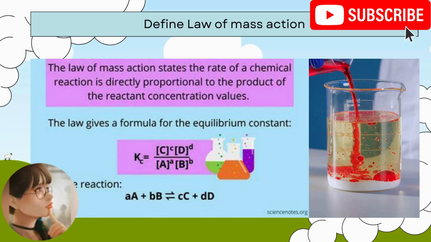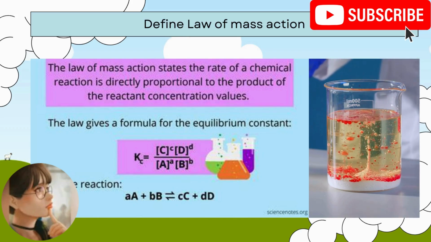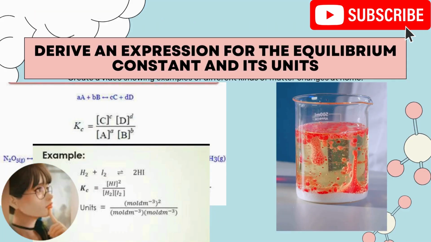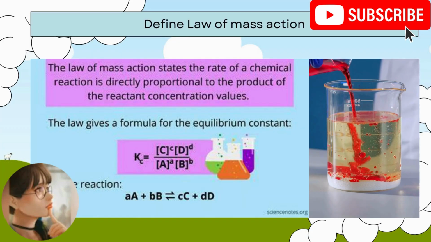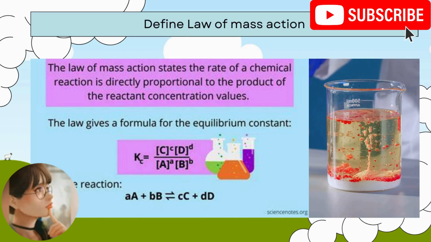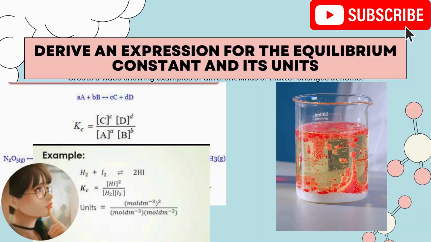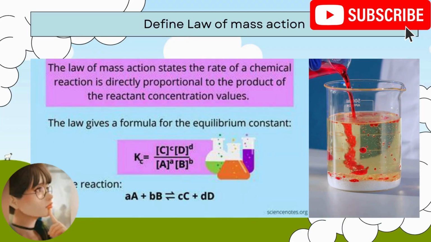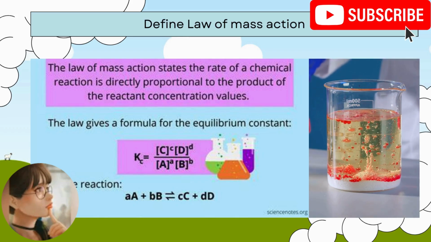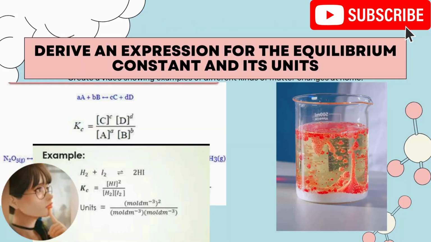So students, as you have learned about chemical equilibrium as well as reversible reaction, the next SLO of this chapter is the definition of the law of mass action. This law states that the rate of a chemical reaction, that is the speed of a chemical reaction, is directly proportional to the product of the reactant concentration values. That is, when aA reacts with bB and gives us cC and dD, the ratio between [C], [D] and [A], [B] is called Kc.